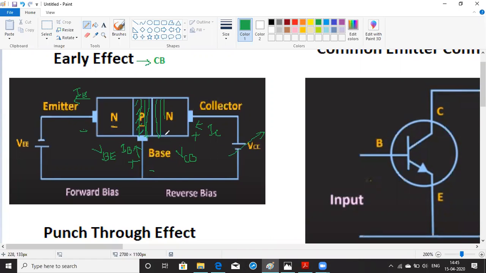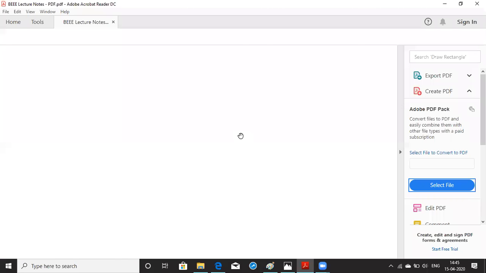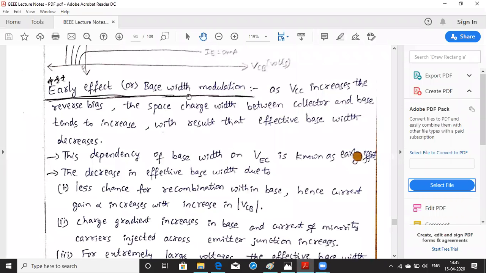So whenever this depletion layer is increasing, this base width gets less, a narrow width. We are going to call this condition base width modulation, and also the early effect. If you see the lecture notes, see here: early effect or base width modulation.